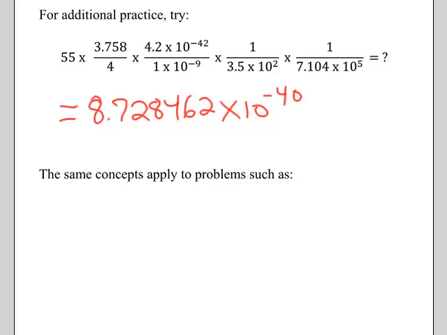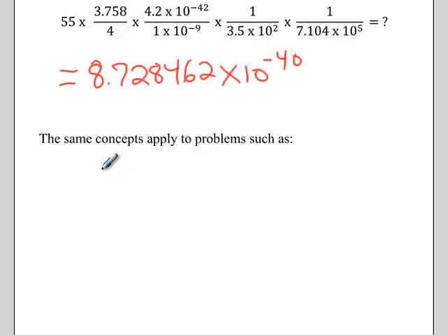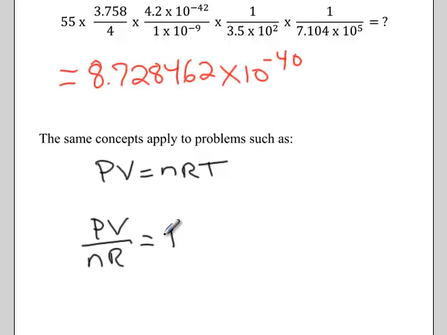Also, later on this semester, we're going to be working many problems with an equation such as this one that you'll have to solve algebraically for one variable. So for example, let's say we needed to get the variable t by itself. So we need to bring the n and the r over to the left hand side, which means we have to divide both sides by n and r to get t by itself.